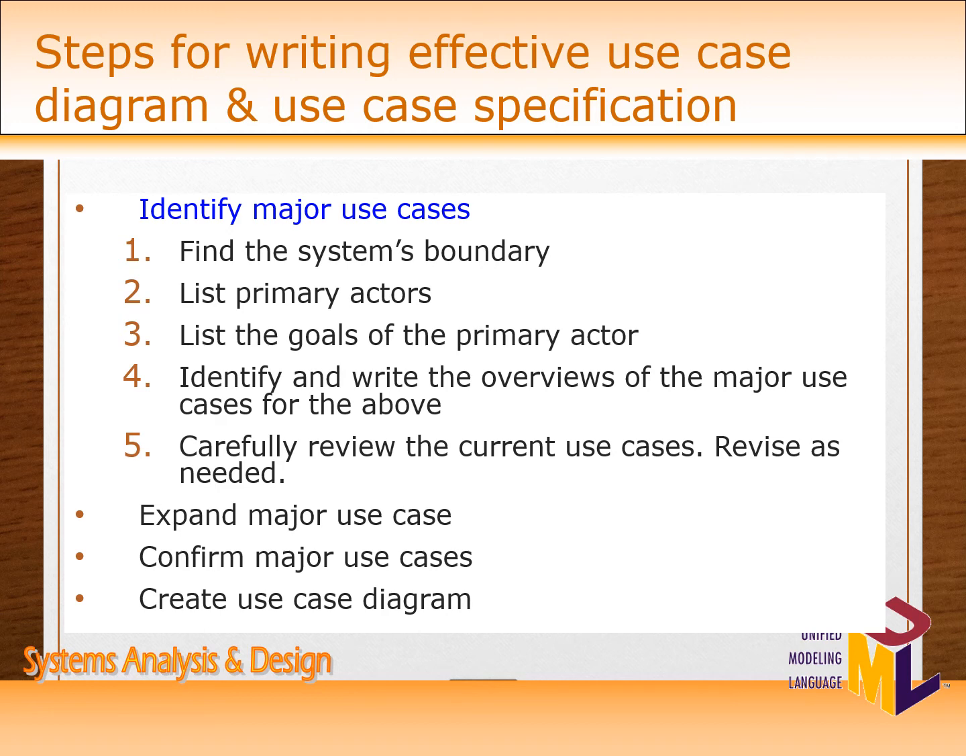Okay, first of all, you find the system boundary. Okay, what that means is that you identify the main functionality of the system. You identify the main use case. And then you identify the actor. Okay, maybe if there are many actors, you can list them down and then try to identify the goal of the primary actor. So you need to understand the actor's goals. Okay, and then identify and write the overview of major use cases.